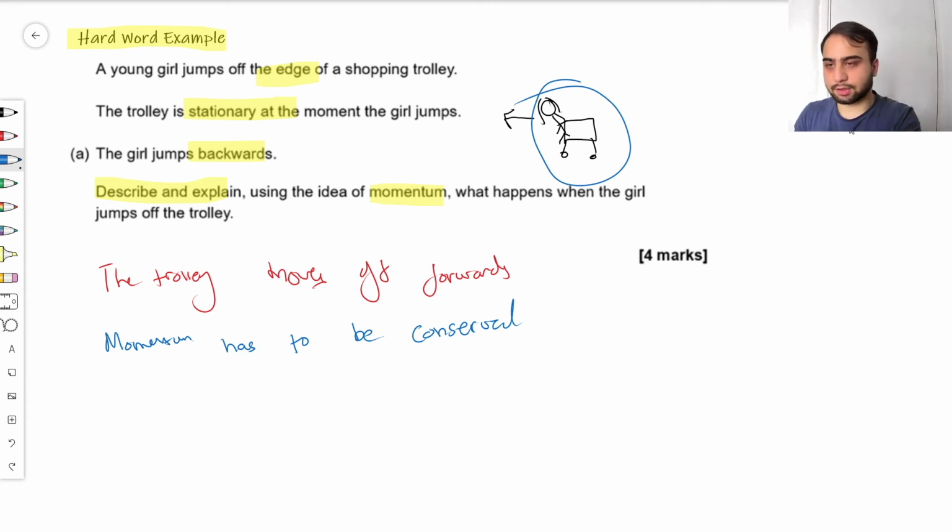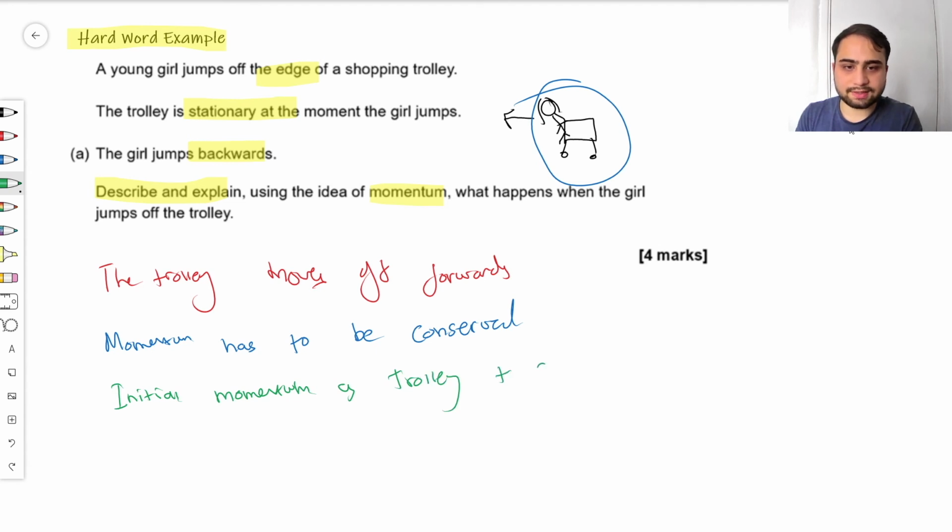So let's do this in green. Initial momentum of trolley plus girl is equal to 0. Why is that? Because they're stationary. The girl is just on the trolley and she's just standing there. Both of these objects are stationary, and so their mass multiplied by 0 velocity gives you 0 momentum. All right, so that's our initial momentum.